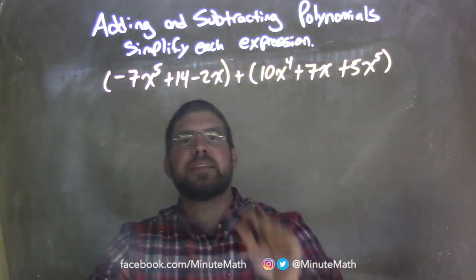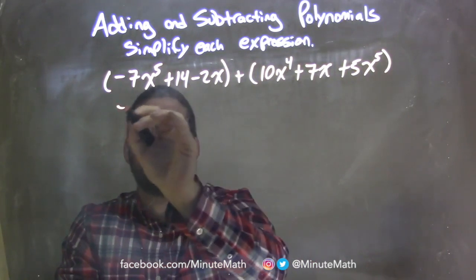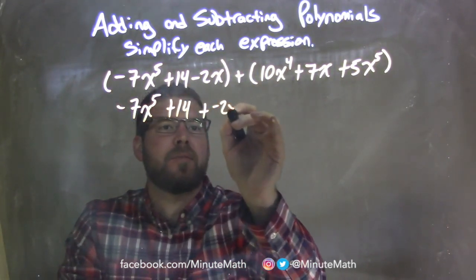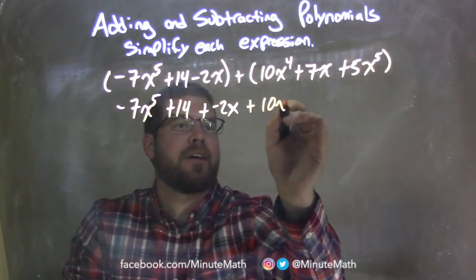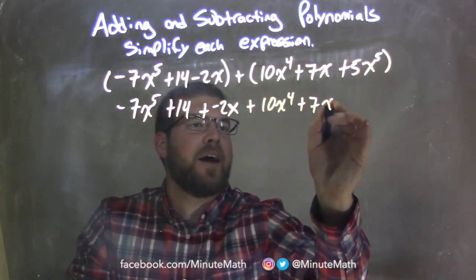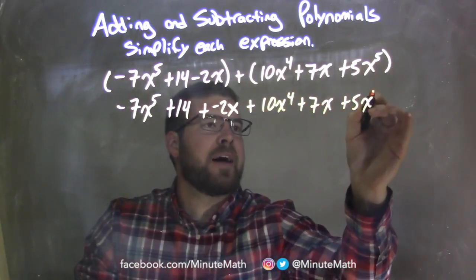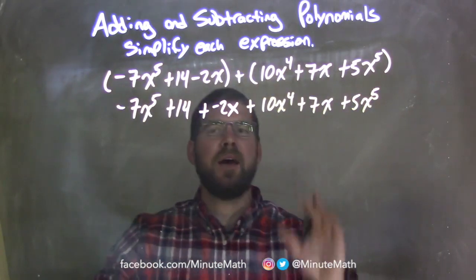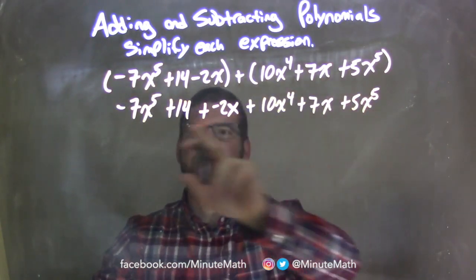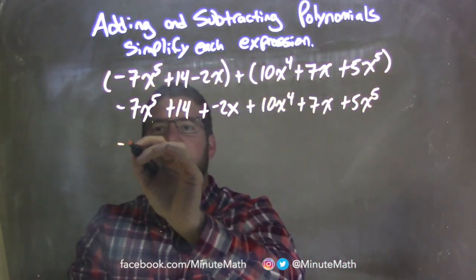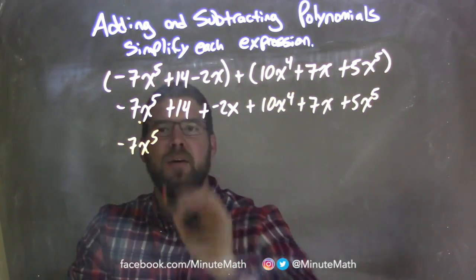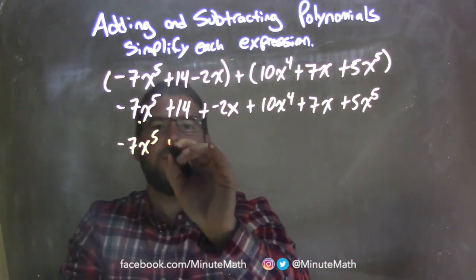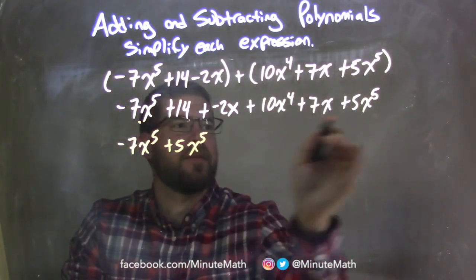So now everything I see is subtracting. I'm going to add a negative. So I have negative 7x to the fifth plus 14 plus a negative 2x plus 10x to the fourth plus 7x plus 5x to the fifth. Okay. Now I'm going to rearrange using the commutative property, highest degrees first. Highest degree I see is the fifth power. So negative 7x to the fifth, and I put a dot, and I brought that down. The next fifth power I saw was a 5x to the fifth. So plus a 5x to the fifth.